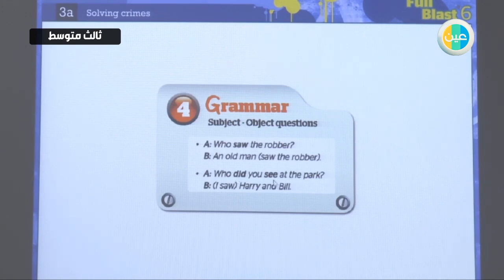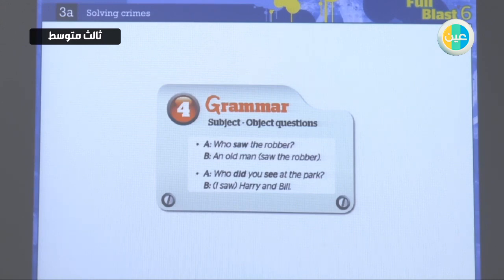So again, to form the subject question, we're going to use the WH word plus the verb. To form the object question, we're going to use the WH word plus auxiliary plus the verb. Now, I want you to think of your own examples at home and try to write your own questions about the subject and object.